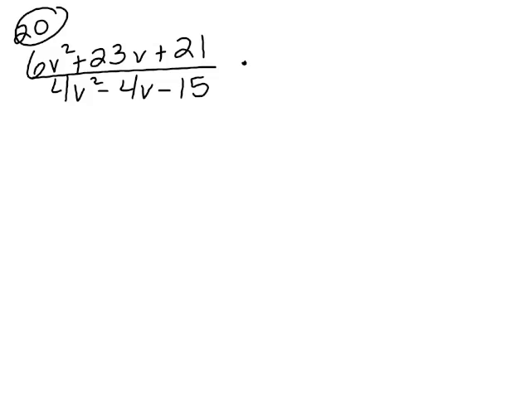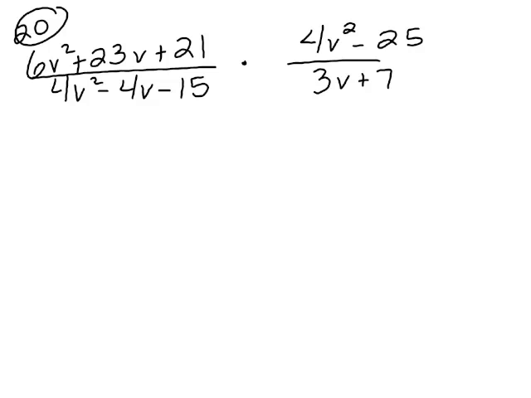Those are all multiplied by 4v squared minus 25 on top and 3v plus 7 on bottom. So I know to cancel that 3v plus 7, I need to end up with another term that looks like that somewhere.